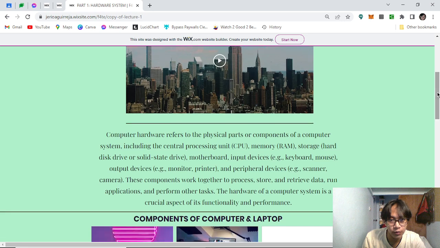Computer hardware refers to the physical parts or components of the computer system, including the central processing unit, which is the CPU, memory, which is RAM, storage, what we call the hard disk drive or solid state drive, motherboard, input devices including keyboard, mouse, and etc. For the output devices, including the monitor, printer, and for the peripheral devices, including the scanner and camera. These components work together to process, store, and retrieve data, run applications, and perform other tasks. The hardware of a computer system is a crucial aspect of its functionality and performance.